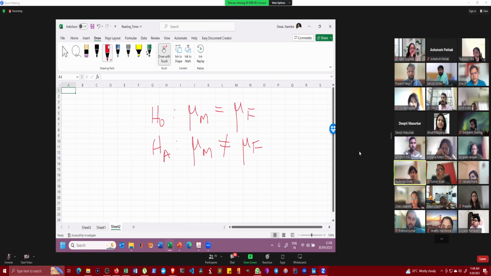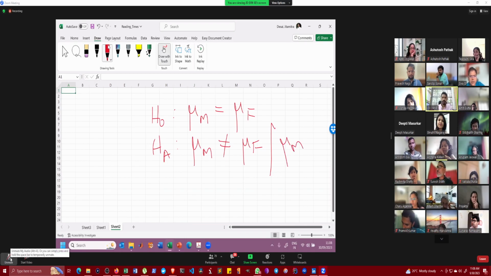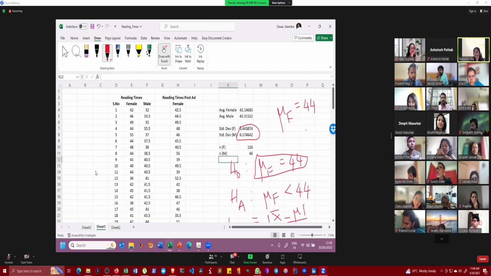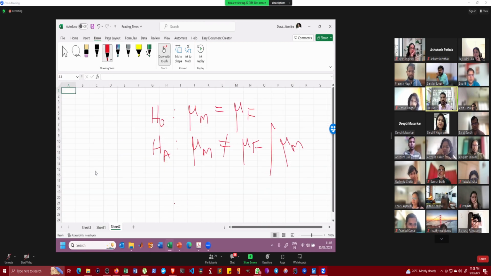One tail, yes. If I had set up the one tail test, what would that have looked like? What are my sample values of means? 45 for male and 42 for female. So my one tail test would have said that mu m is greater than mu f. Exactly right. I would have said that mu m is greater than mu f. Everybody okay with that?